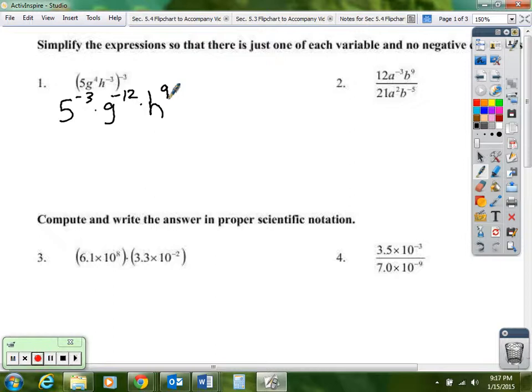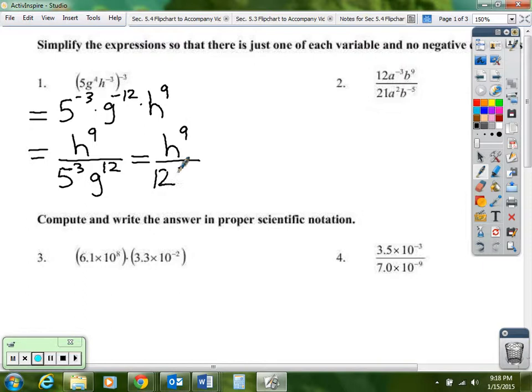We now have negative exponents. We can't leave those in our final answer. Change the sign, cross the line. We are going to put h to the 9th on top. It does not have a negative exponent. And on the bottom, we are going to put 5 to the positive 3 and g to the positive 12. We will not leave 5 to the 3rd as that. We will actually compute that value: h to the 9th over 125 g to the 12th. That's our final answer.